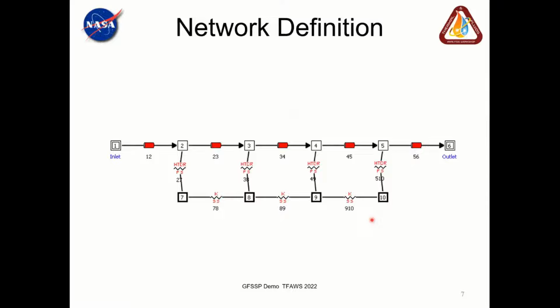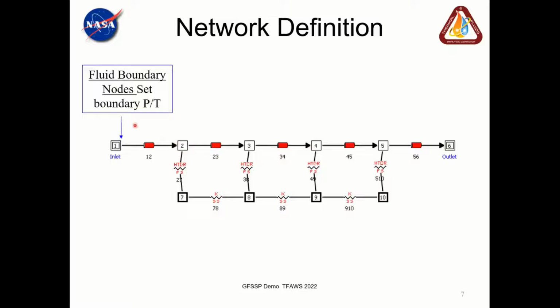So I'm going to show you network definitions, particularly for GFSSP. What you are seeing here is a chill down problem. Basically, you have a boundary, a storage tank, where you know the boundary pressures and temperatures. Then you have pipes in series, and these are the nodes.